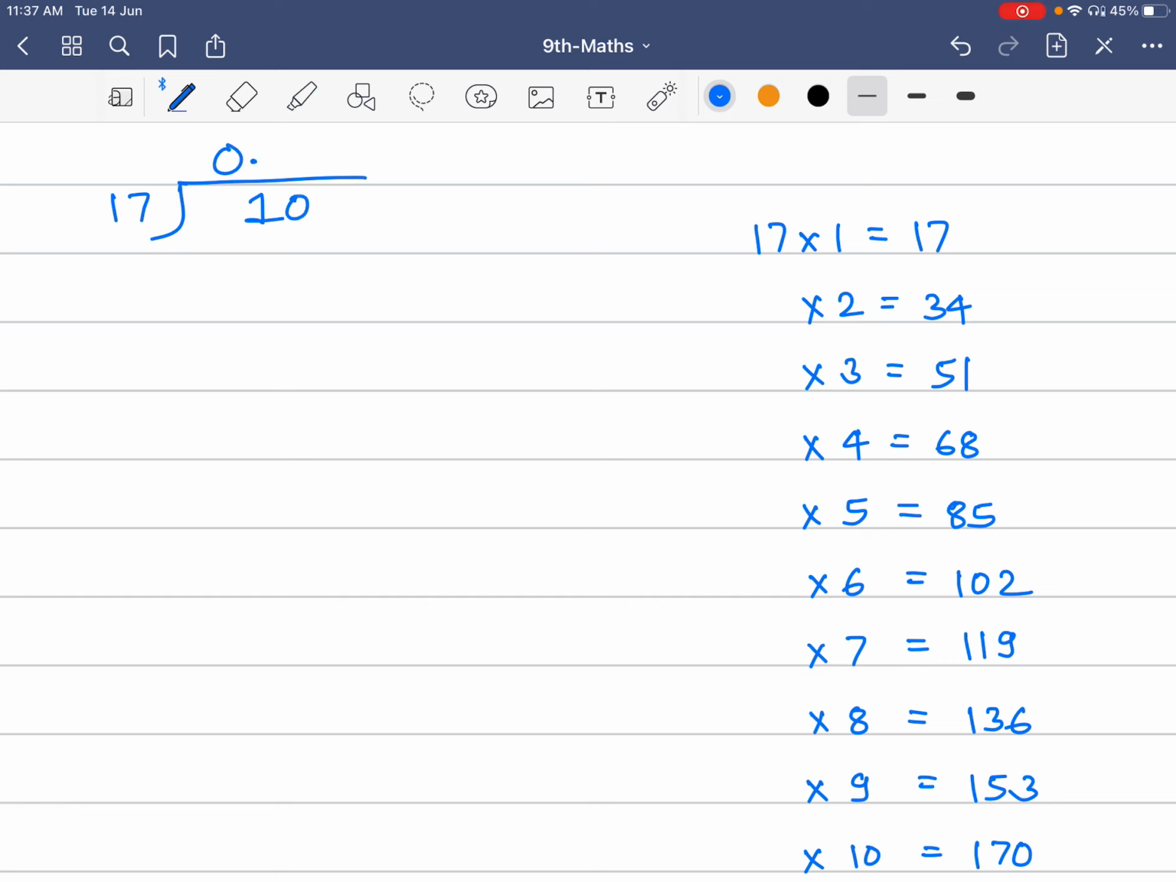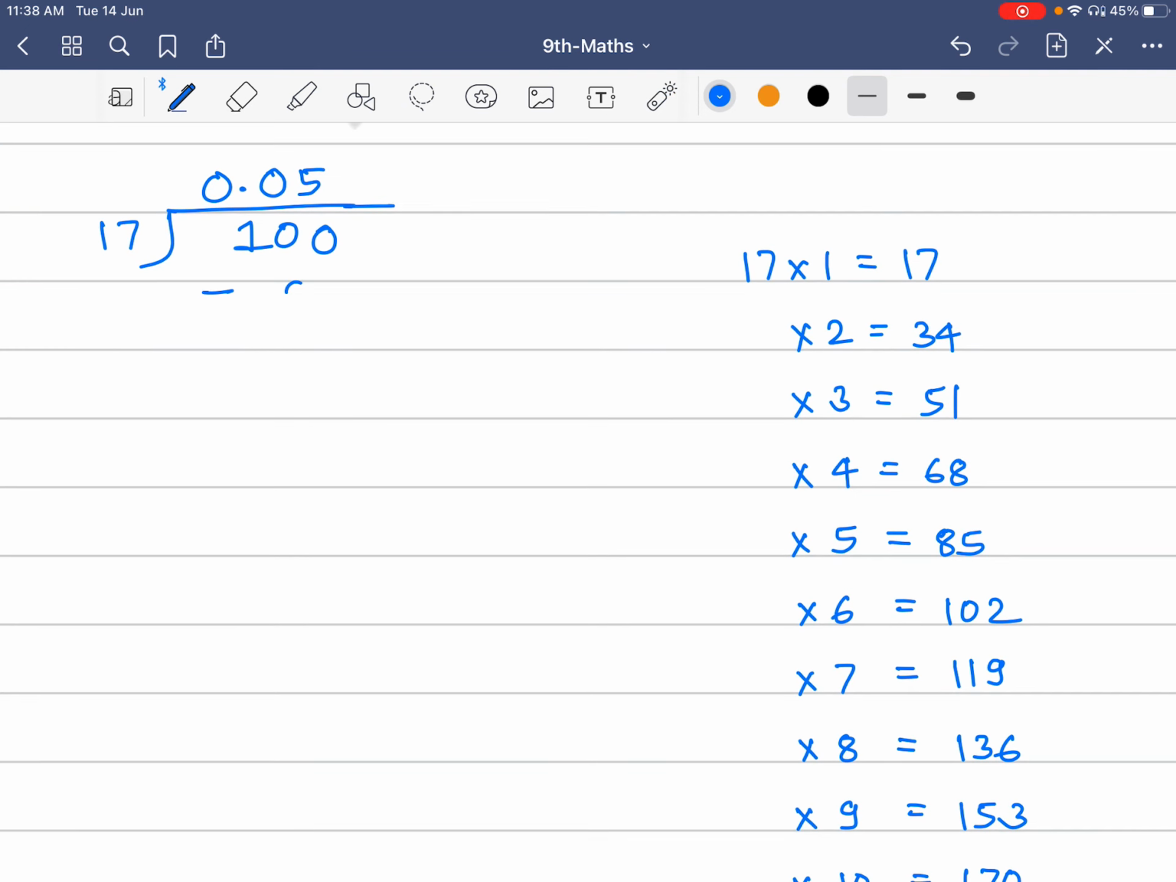So this is going to be 10, and then another 0, so this is going to be 100. Now for 100, we have 102, which we can't take, so we have to take 5. So it is going to be 5, and this is minus 85. So 100 minus 85 is 15. Then one more 0, which is 150. Now we have to go with 136, so 8. So I'm going to write here 8 and minus 136. So the remainder is 14.